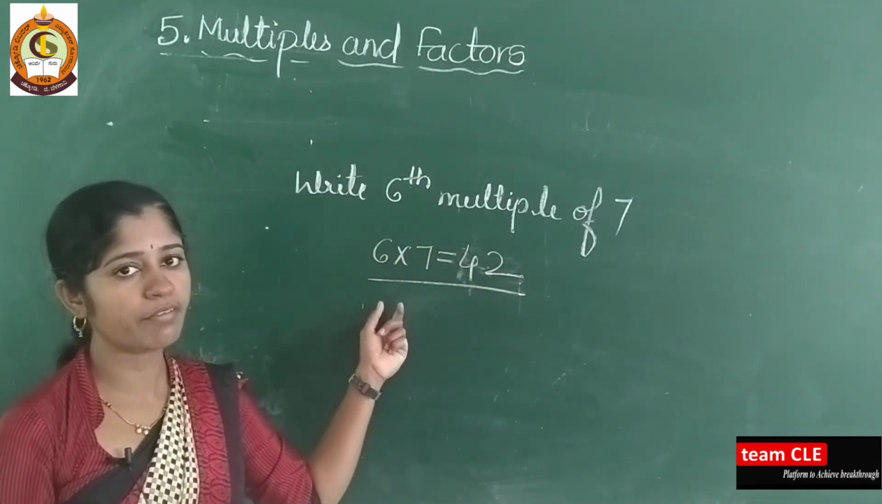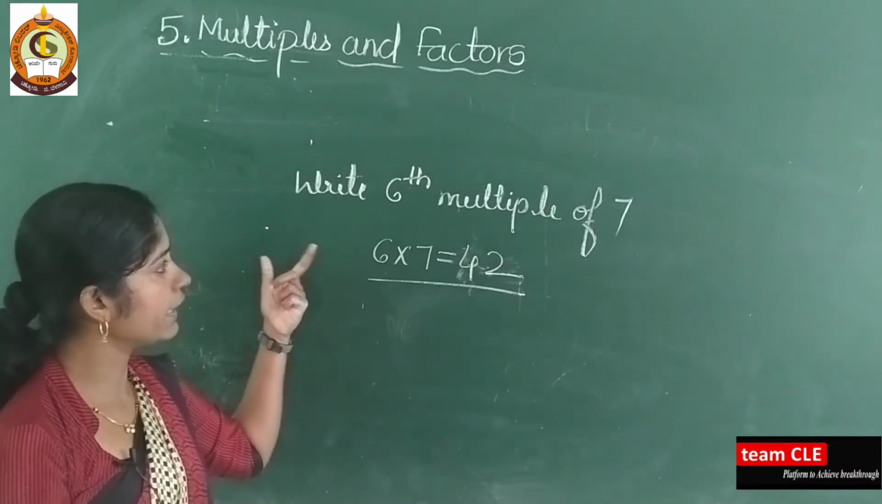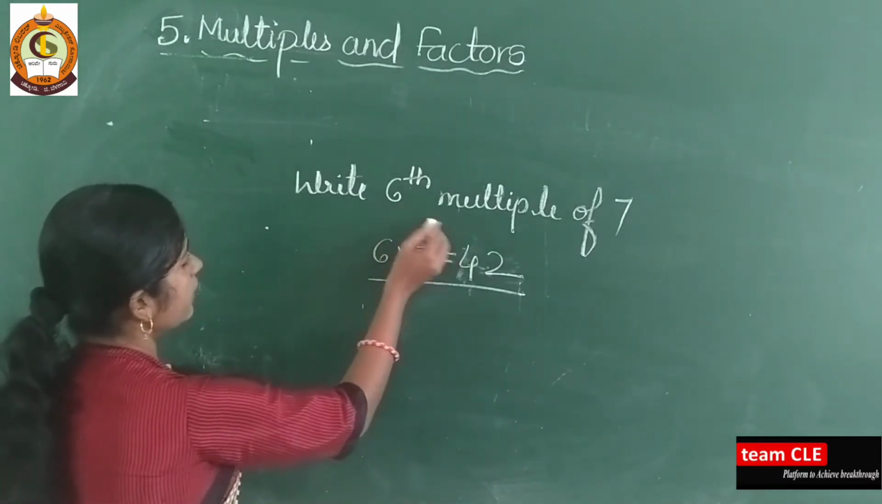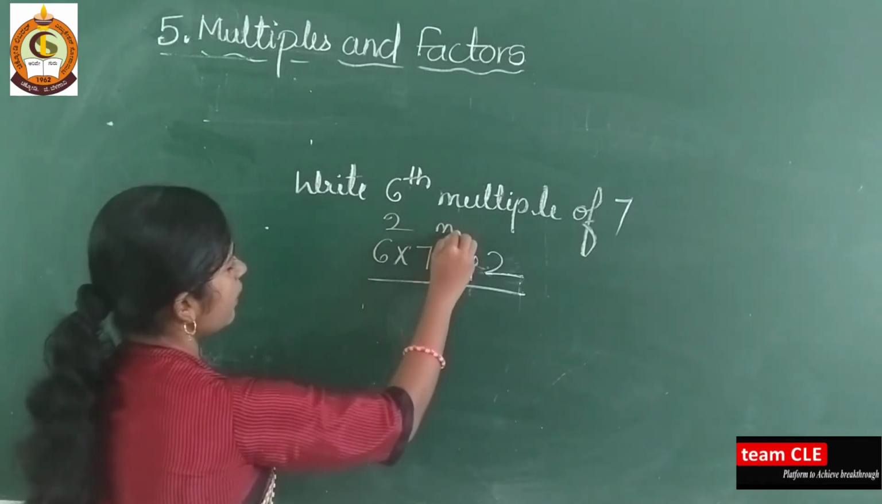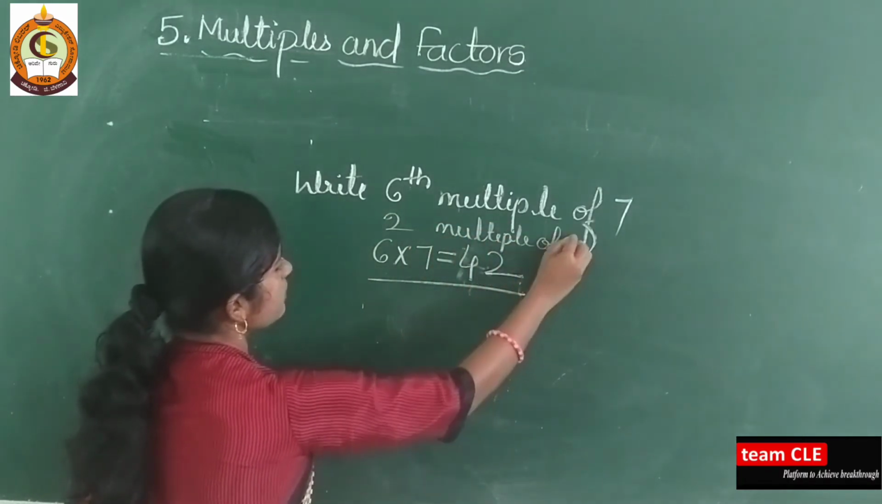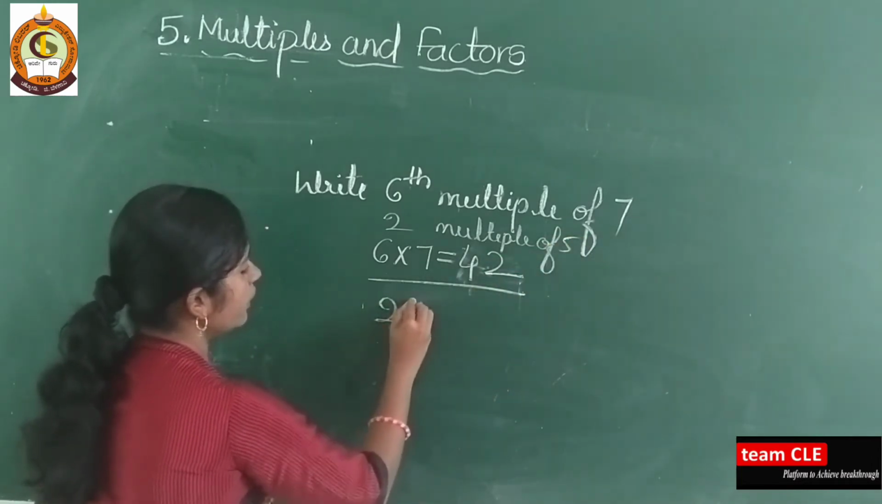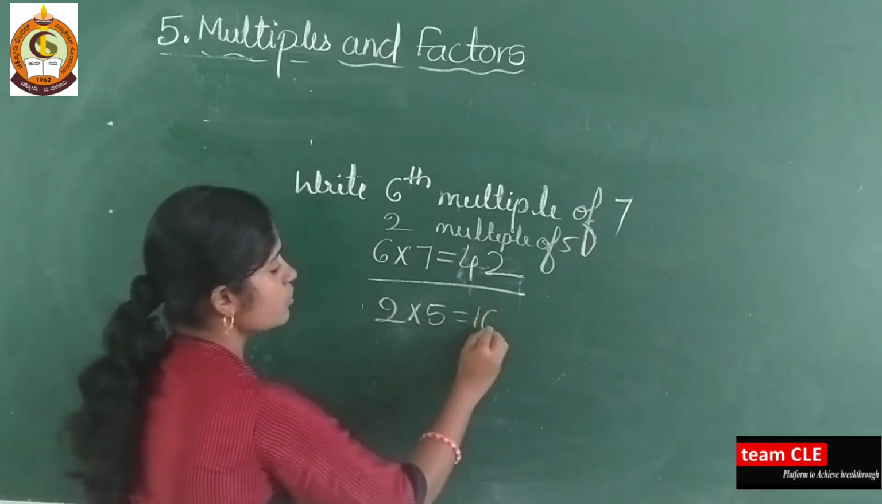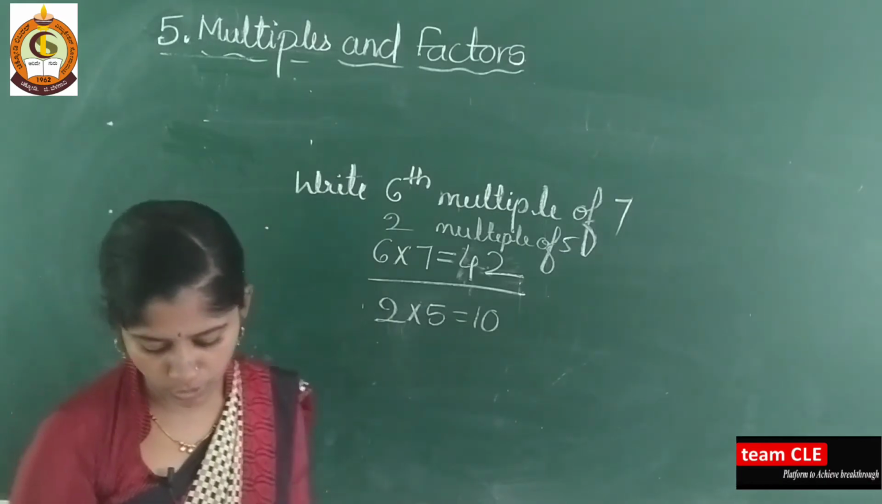Write the fifth multiple of 7. You have to multiply 5 into 7. Again, write the second multiple of 5. That means you have to multiply 2 into 5, which is 10. This is how you have to find the multiple of a number.